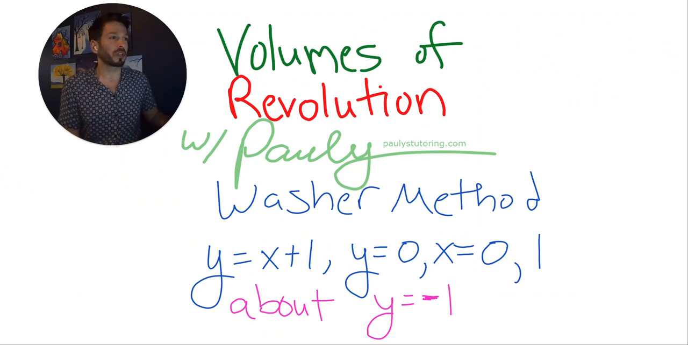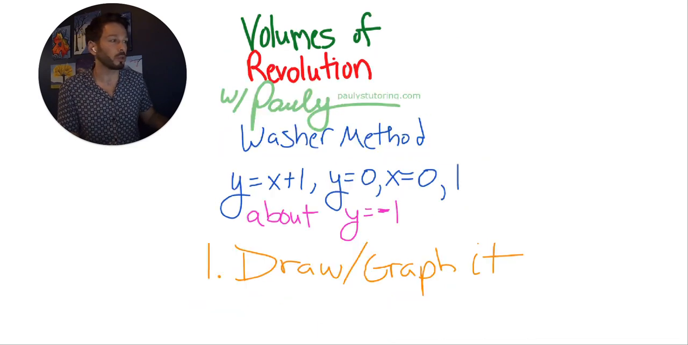Tutor Polly here, back with another question: volumes of revolution, the washer method. We are taking the curve y equals x plus 1, the x-axis, which is y equals 0, and the bounds x equals 0 and 1, and we are revolving it not about the x-axis, but about the line y equals -1. So this is a little bit of a level 2 problem.